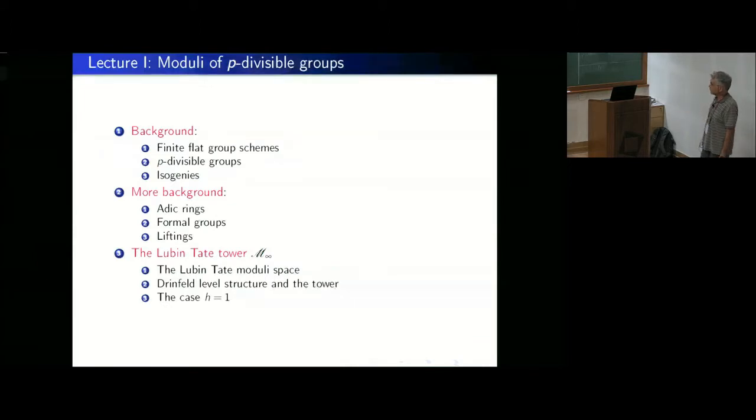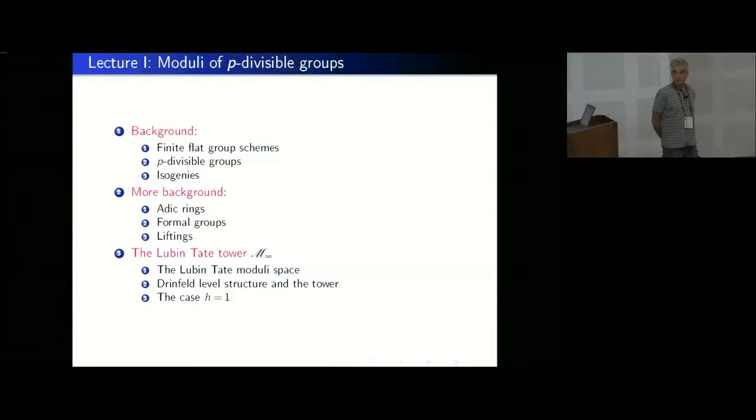So for today, I want to spend about half of the hour with background on p-divisible groups and formal groups and the relation between the two. So these are the 2 backgrounds that you see here. And then the remaining 20 or 30 minutes about the Lubin-Tate tower, the Lubin-Tate moduli space, and the tower that accompanies it. And this will be our leading example, although we will see more examples later on.